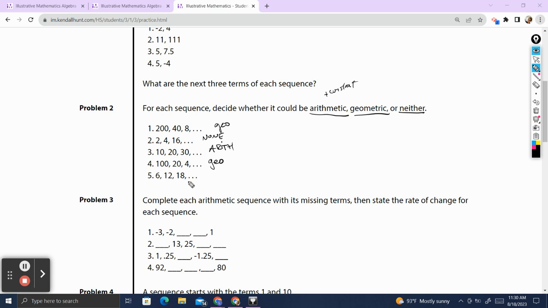6 to 12 to 18. Well, 6 plus 6 is 12, plus 6 is 18, plus 6. I think that sounds like it's arithmetic. Let's double check if it's geometric. 6 to 12 would be 6 times 2, and then 12 times 2 would be 24. So it can't be geometric. So we're going to call it arithmetic. All right, we wrote it all the way out this time. Let's go on to the next question.